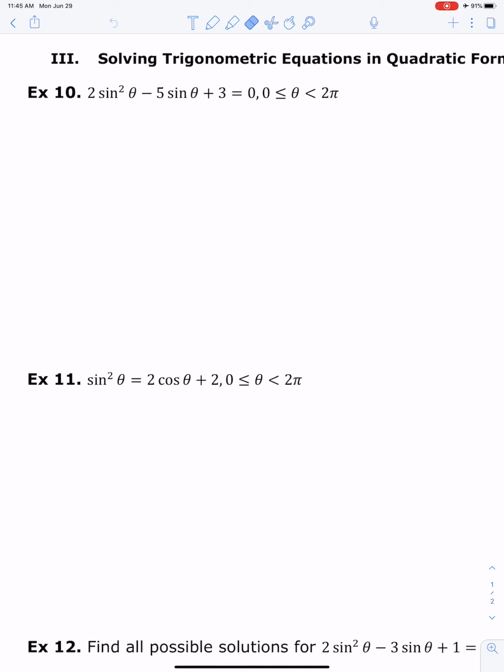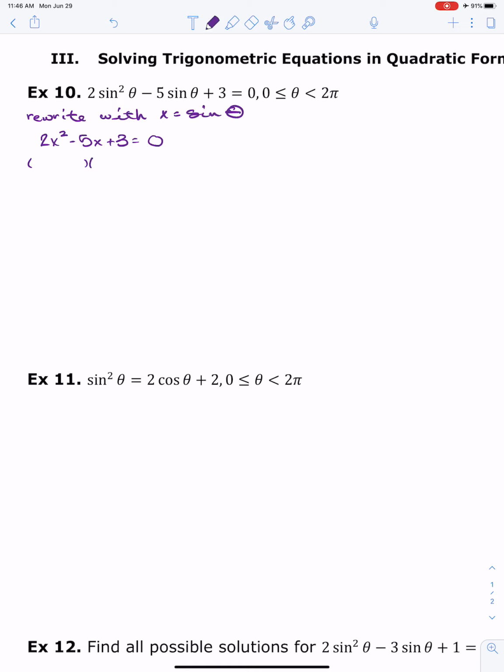So what I'm going to do is rewrite this, and this is totally up to you. You don't have to. We're going to rewrite with x in place of sine theta. That's just for the time being, so it looks a way that we're a little more comfortable with. And then I'm going to rewrite this as 2x squared minus 5x plus 3 equals 0. This is a quadratic. If I can factor it, it's going to make my life a little easier.